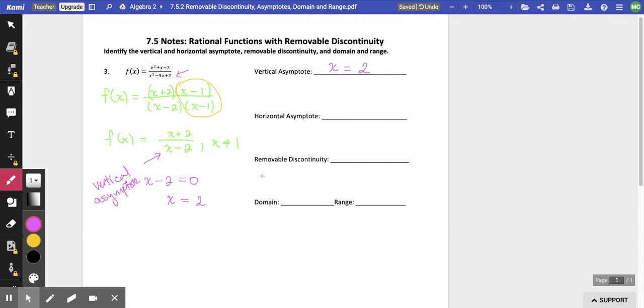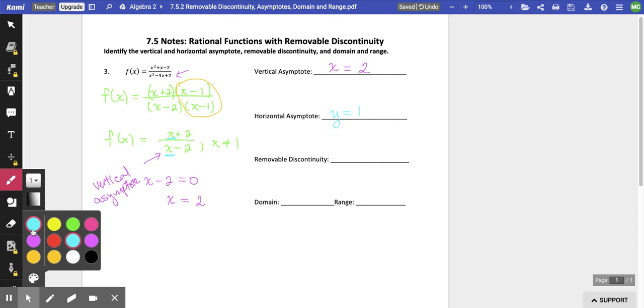Okay, for the horizontal asymptote, you can actually use either the original function or the reduced function. It does not matter. You'll get the same result either way. Remember, for your horizontal asymptote, you have to compare the degrees of the numerator and the denominator to decide which case it was. I'm going to use the reduced function. The degree of the numerator is 1. The degree of the denominator is also 1. So this is that second case where your horizontal asymptote is going to be y equals the ratio of the leading coefficients. My leading coefficient on the top is 1, and on the bottom it's also 1. 1 divided by 1 is 1.